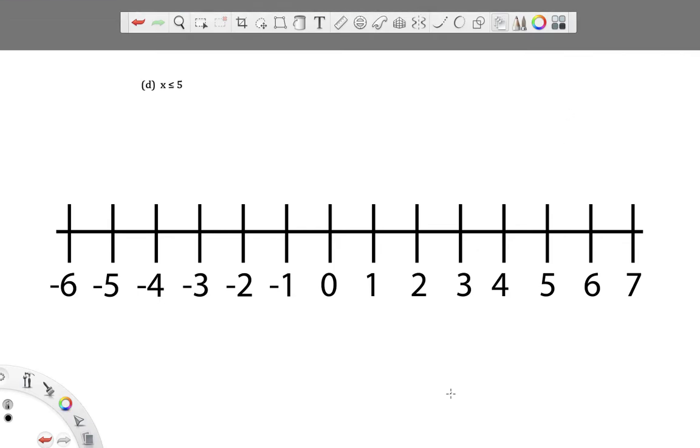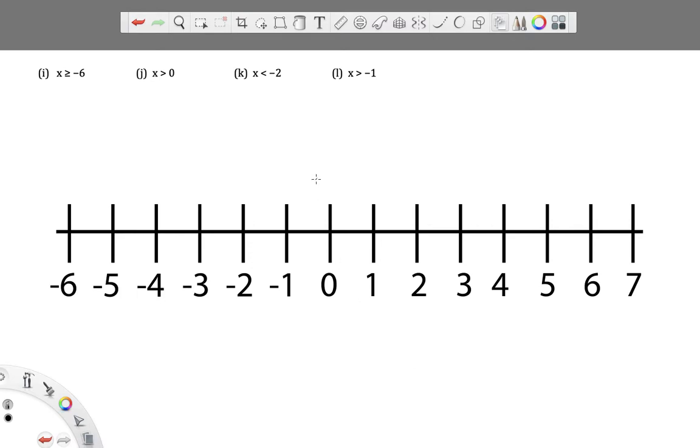Next we have the question x is less than or equal to 5. We use more ink on our number line, so the circle will be filled in above the 5. x is less than or equal to 5, so it's the numbers that are less than 5, all these numbers down here. So we draw our arrow in this direction, to the left.